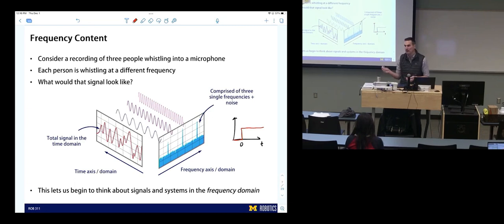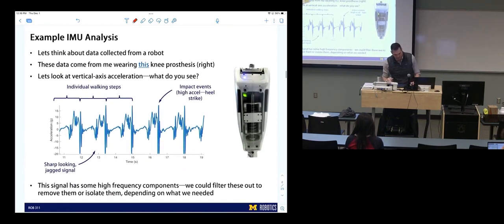If we were to take the Fourier transform of that step signal, it would look something like this. We would have power at low frequencies, and then you would still see some components at high frequencies, it would just trail off. You with me on that? Okay, cool. Good.